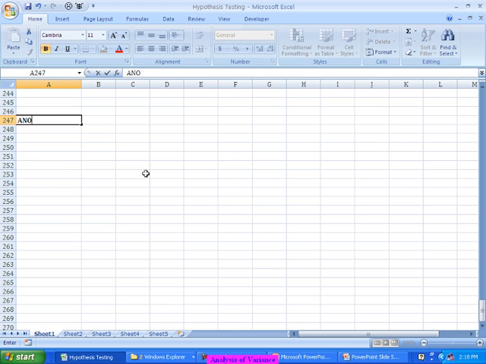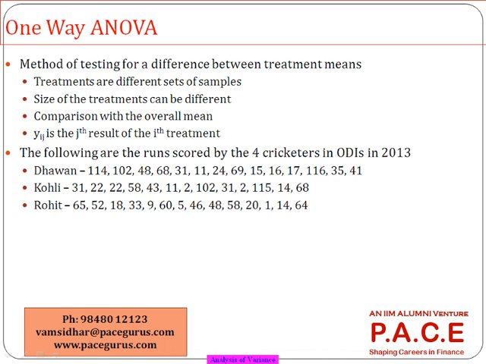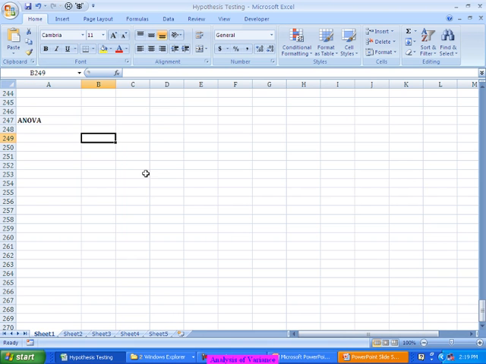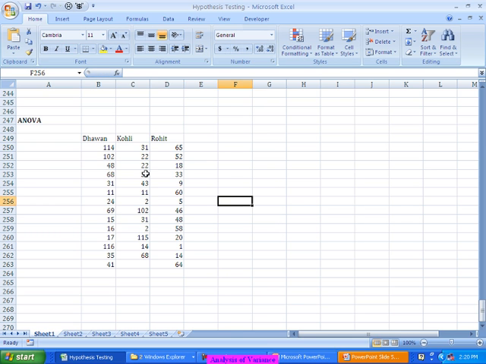We would like to work out the complete ANOVA on these three. All right. So let me just copy the data. Let's say I have this kind of data for these three players.